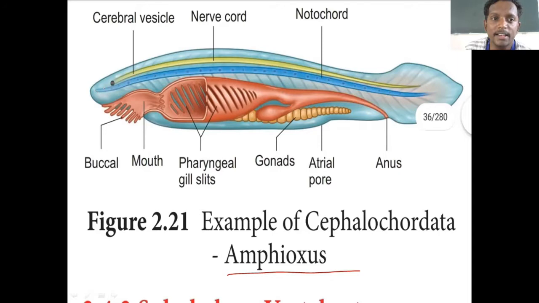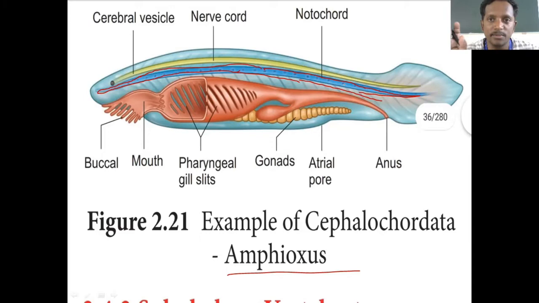So you can see the blue color structure. Hope you have seen. Now I'm going to overdraw on the same blue color structure. Maybe the line may go this side and that side. You can see this structure. This blue color structure, what you can see, is running from head till tail. That rod-like notochord is running from head to tail. That's why the name Cephalochordata. That's it. So this subphylum includes animals where the notochord runs from head to tail.